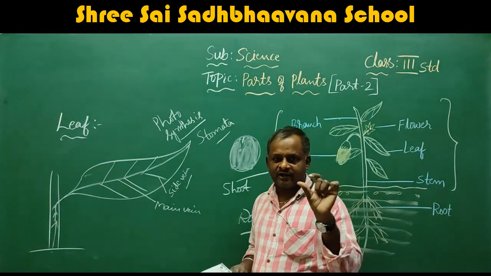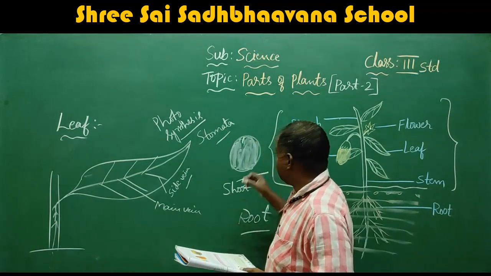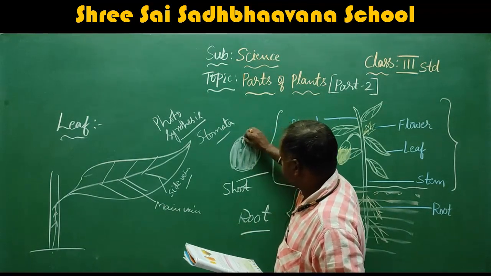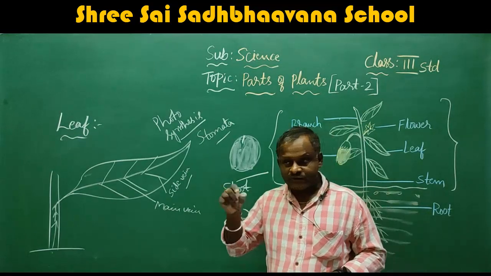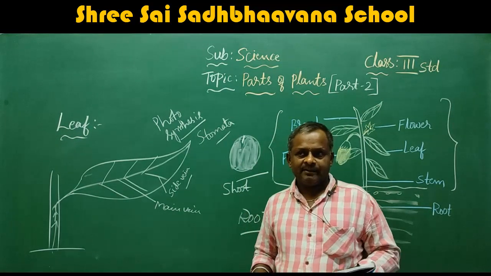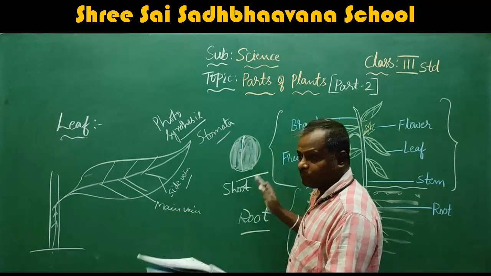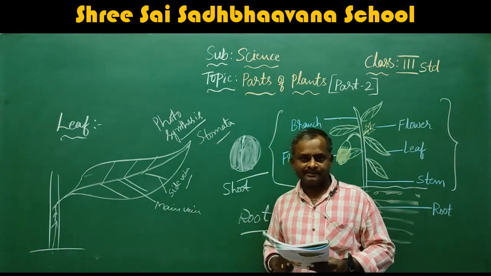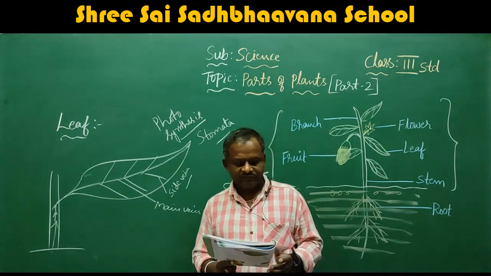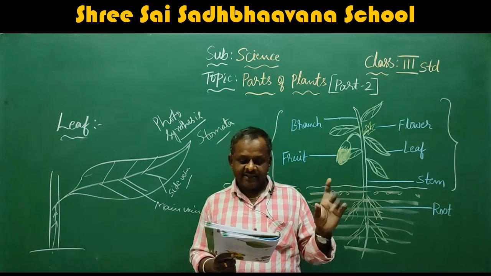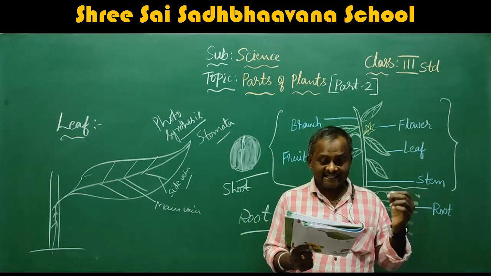Just take a groundnut. Just feel this type of structure. That is the small baby plant, which grows into the plant when you sow it. The food, that is the two cotyledons, the two parts. That is the food for the baby plant. That means the mother plant has kept a baby plant and its food inside the seed.